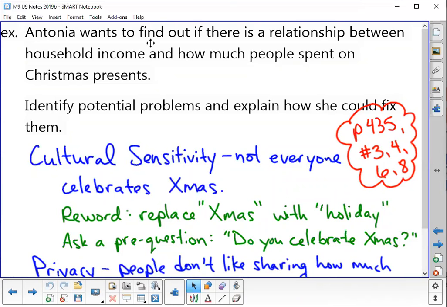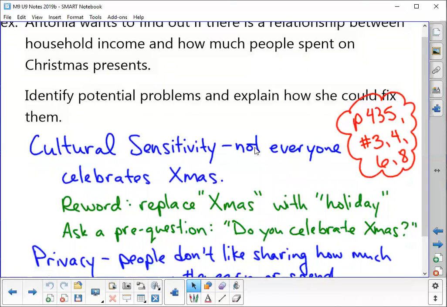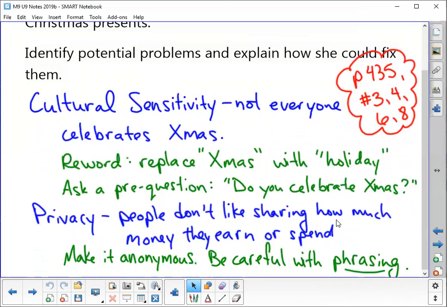So there's that. But then there's also this relationship between household income and privacy. People don't like sharing how much money they earn. So you could fix that by making it anonymous and being very careful with how you phrase the question. And that would help make things a bit more acceptable there.